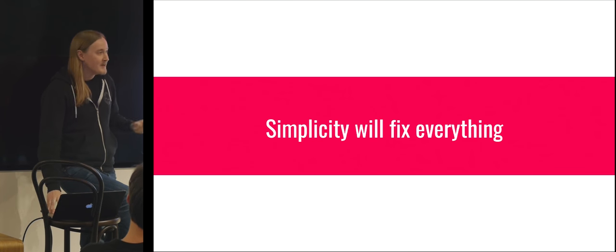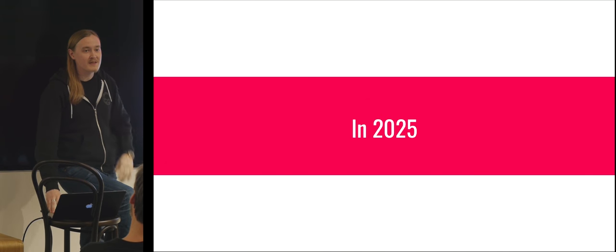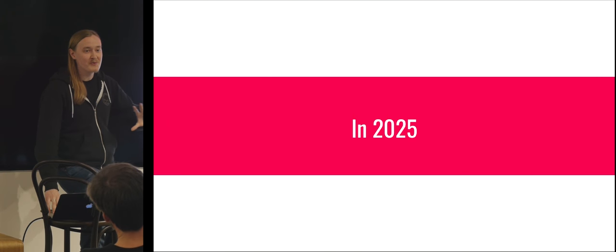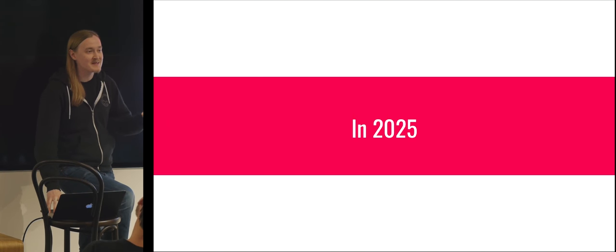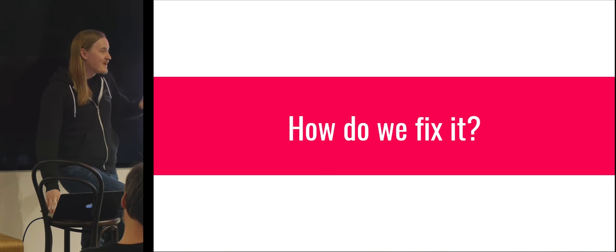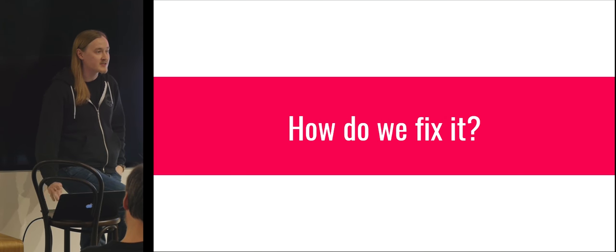It's terrible. So Blockstream has been working on Simplicity. It's going to fix everything in 2025. Like, we'll have this beautiful new world where scripts are amazing, easy to write, and it's going to come out in, you know, 5 more years. So, maybe. How do you fix this? Like, what do we actually do to improve on-chain scripting?